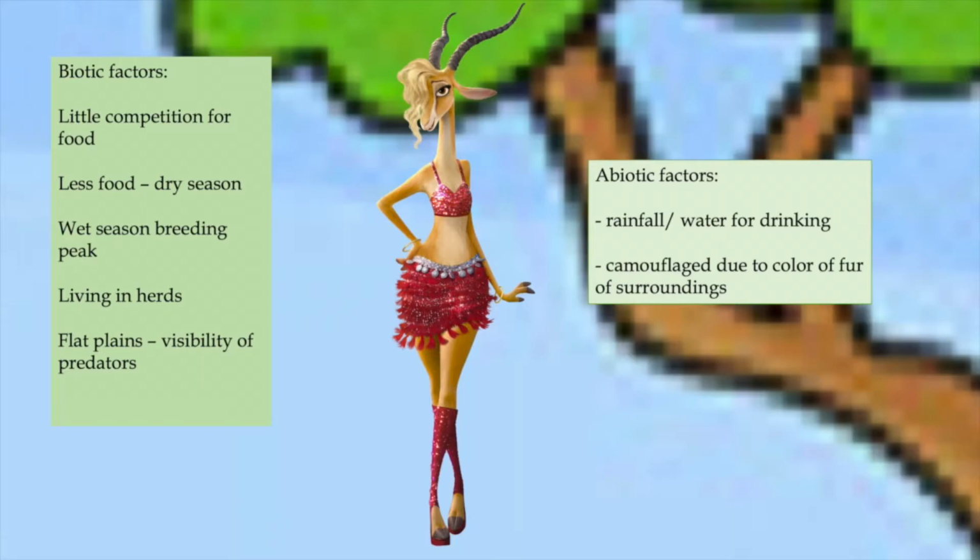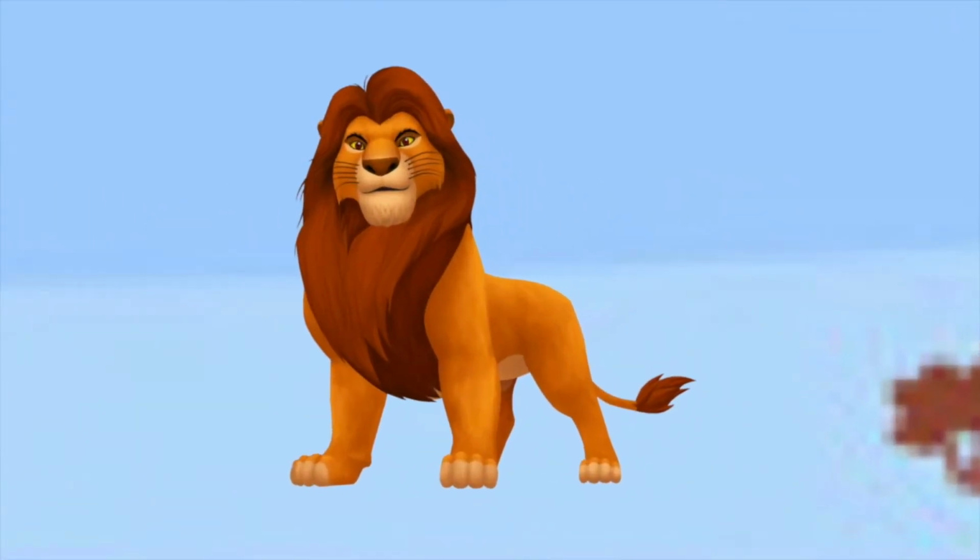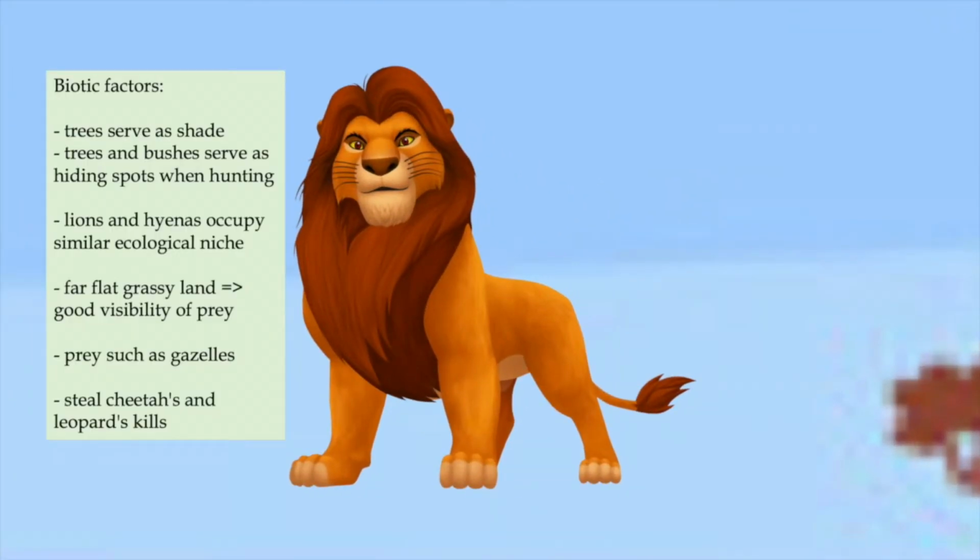And let's get to the abiotic and biotic factors of lions. First, the biotic factors. Acacia trees serve as shade. Also, lions and hyenas occupy a similar ecological niche, so they are competitors. They steal cheetahs' and leopards' kills and kill their cubs.